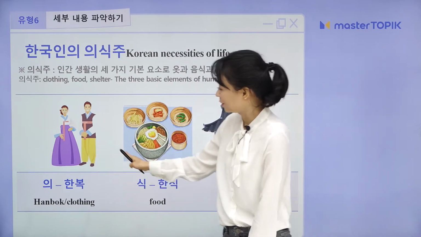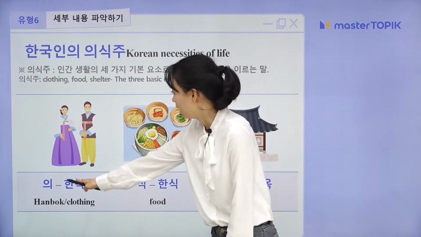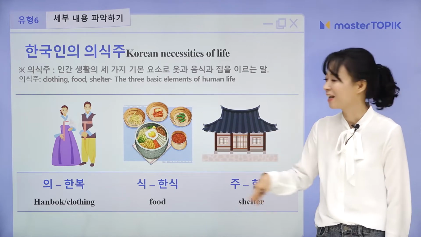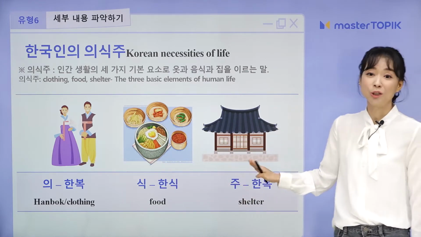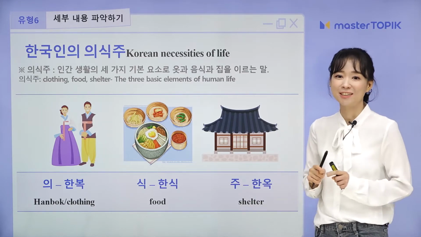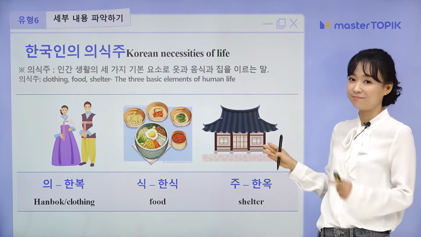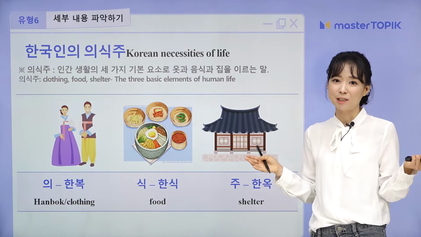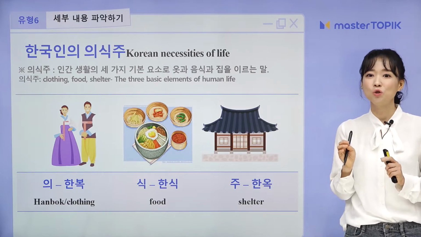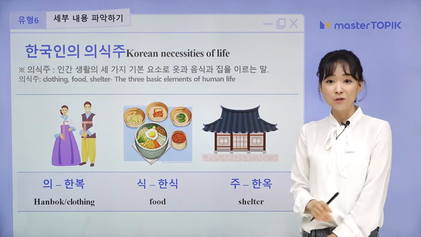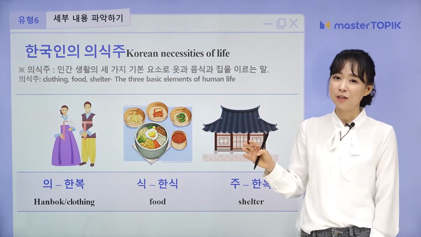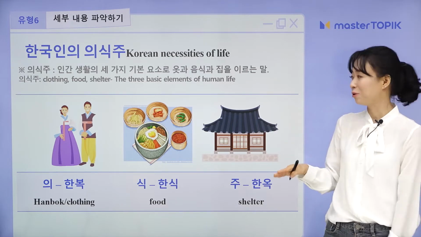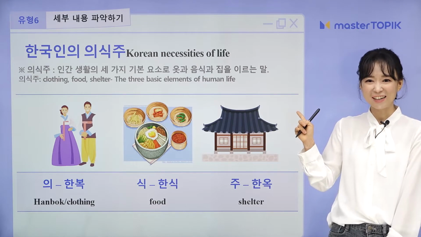의, and Korean traditional clothes are called 한복. And 식, food, Korean food is called 한식. And 주, shelter, house. Korean traditional house is 한옥. You can see 한옥 in many cities. Like even in Seoul, there is 북촌 한옥마을, 전주 한옥마을, 안동. And also, not only in those 한옥 villages, you can sometimes see houses built in the style of Korean traditional house, 한옥. Okay, come to Korea.